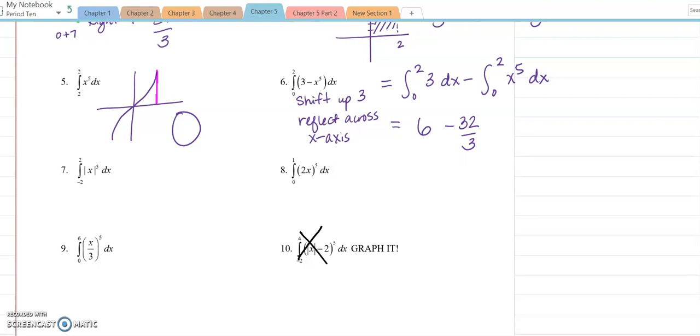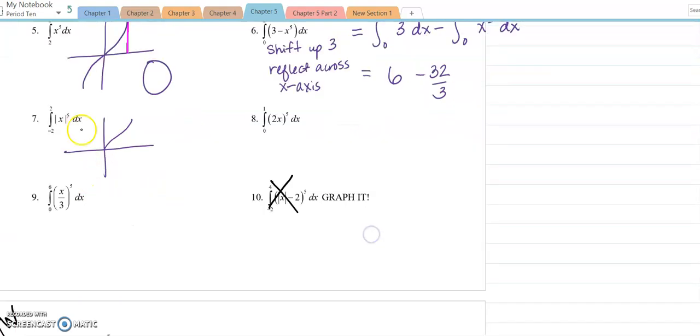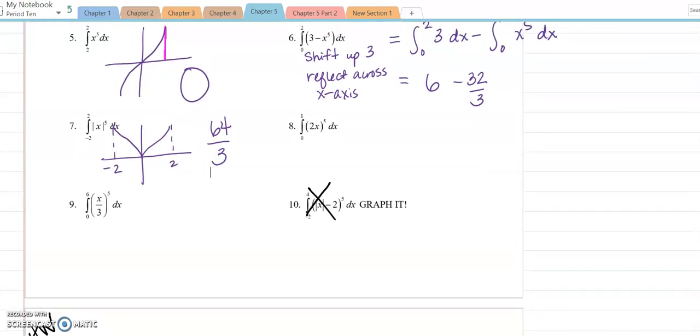Number 7, the absolute value of x to the 5 is going to flip our entire function. Sorry, that doesn't look totally symmetric. Like this. And now you're running the integral from -2 to 2. So that should be double the area, so 64/3.